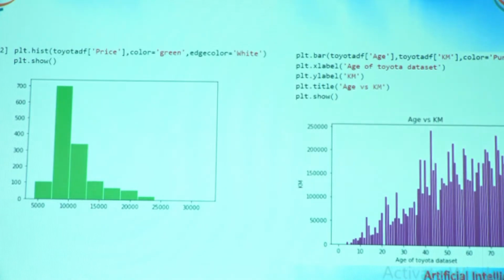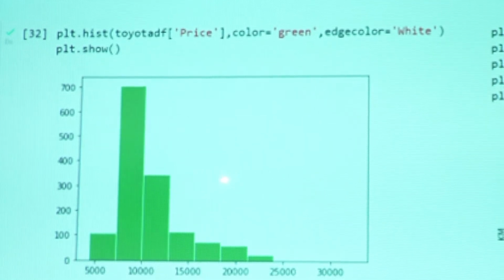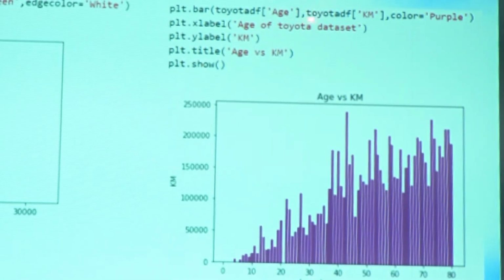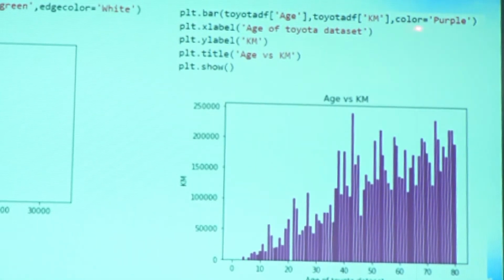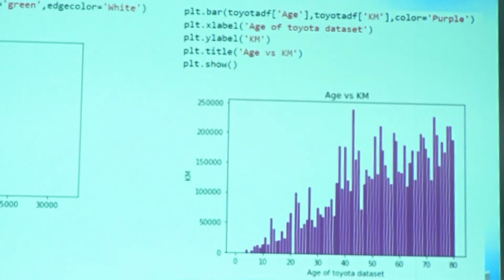So look here, for our data set, I plotted a histogram for price column with the color green and the edge colors I am giving white. Can you all do that with me, with any other color? I plotted here, and onto the right side, I plotted a bar graph, guys. So for bar graph, I should give X and Y. So here I am giving age and kilometer, and I put the color as purple. Here you can see I can even give X-axis label, Y-axis label and title of the graph.